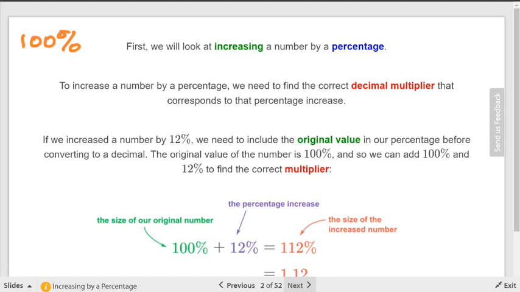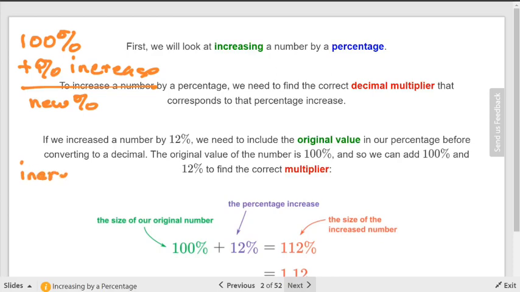Do you agree? And so if we increase that by a percent, all I have to do is add the percent increase to that 100 to get my new percent. Okay? Super easy. And if you're wondering what I'm talking about, you're going to see it, so don't panic. So, our steps for any time you have a percent increase.